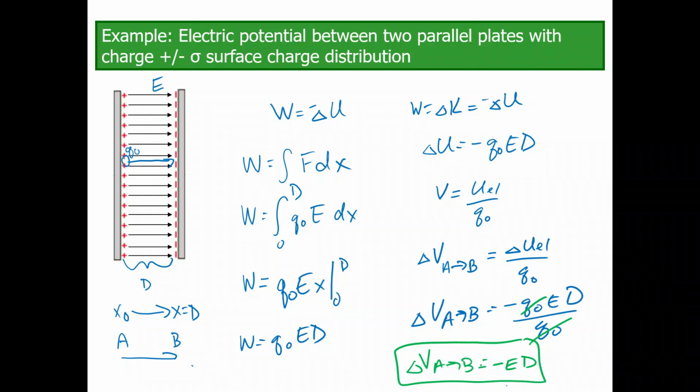Now, the reason I would not have started with this one is because the problem wanted it in terms of sigma, and they didn't officially define the electric field as equaling sigma over epsilon naught. But it gets me the same answer either way.